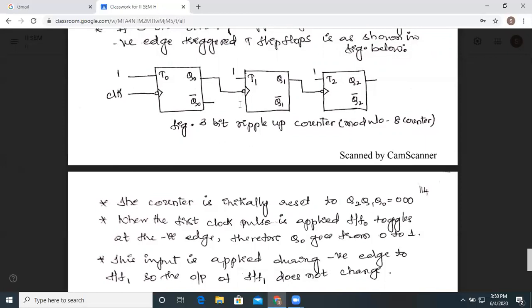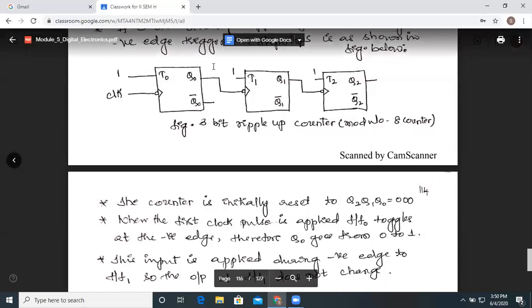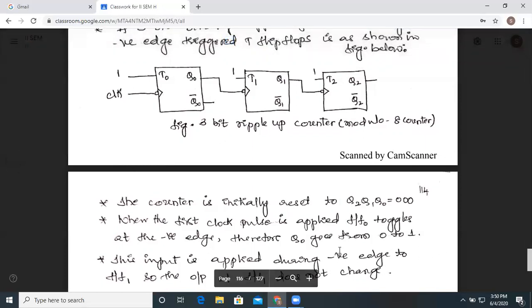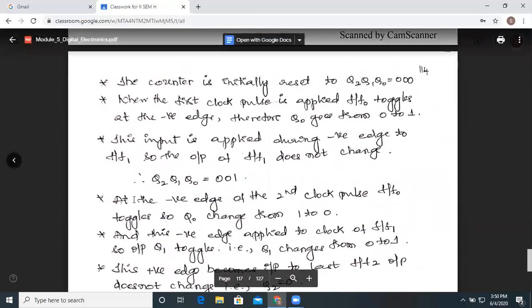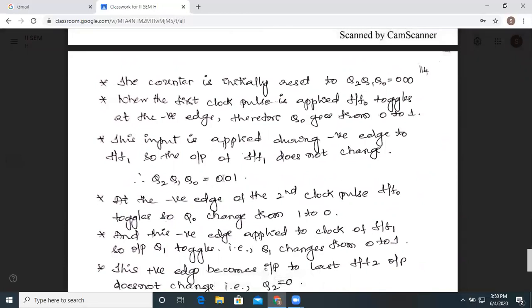So what is this input? We are going to get 1 over here. This will be applied during the negative edge of the clock to flip-flop 1. Because of that, the output of flip-flop 1 is not going to change. Thereby we are getting Q2, Q1, Q0 as 0, 0, 0.